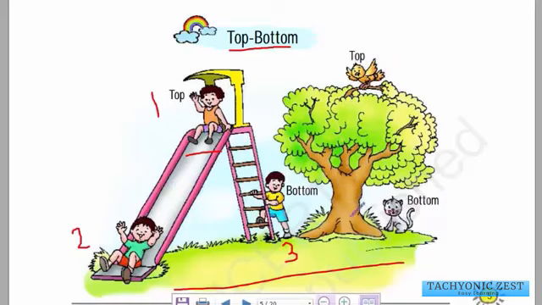We'll see this diagram. This is the diagram where this is the picture of a tree, this is a picture of a cat, and this is the picture of a bird. So we need to identify which one among the bird and the cat is at the top and who is at the bottom. We can see that the cat is at the ground, so he is at the bottom, and the bird is sitting at the top of the tree, and therefore he is at the top.